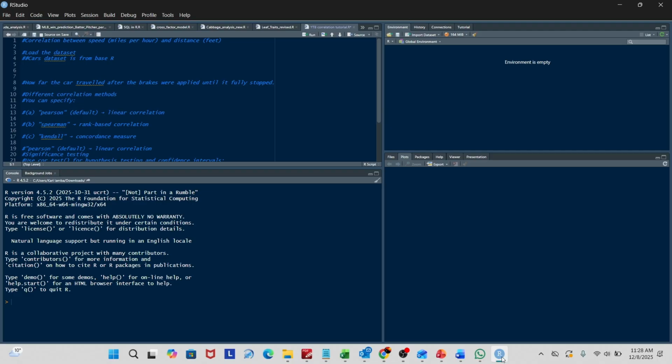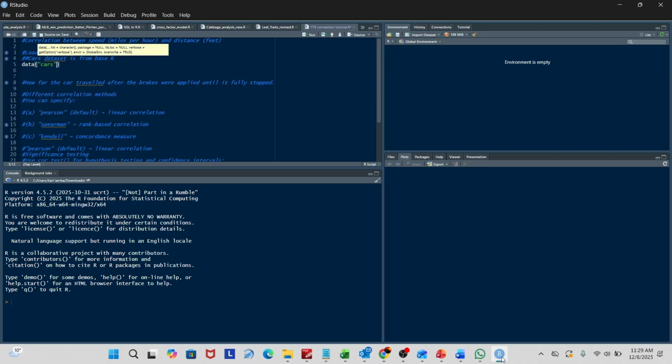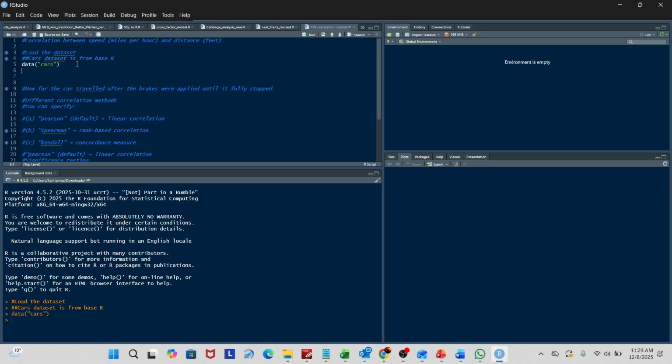So for this tutorial we will look at the cars dataset, which is in base R, which is inbuilt in R. So we can load the dataset by saying data and then cars. And then if we load it, we can look at the first 6 rows by using the head function.